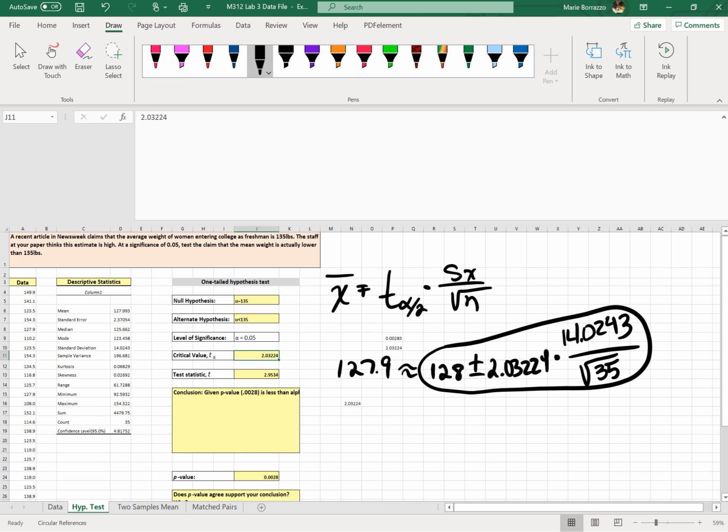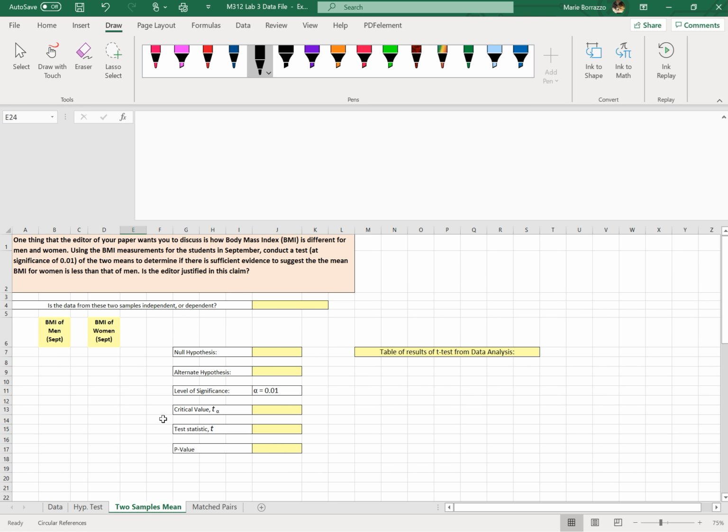Okay, I think that takes care of that. Now, if we're looking at two sample means, in this case a different set of data here, the data from these two samples, are they independent or dependent?